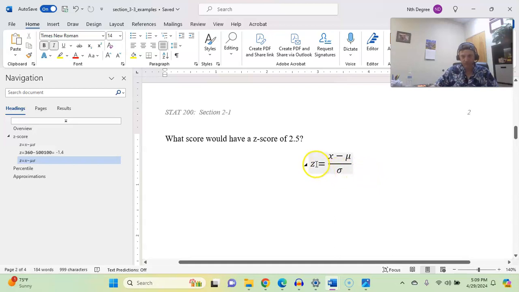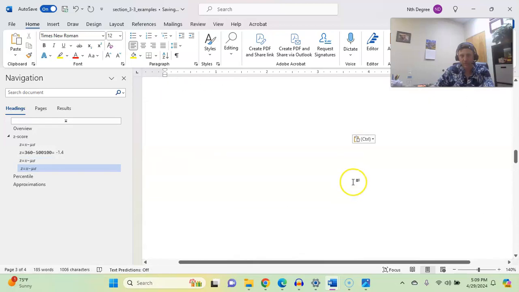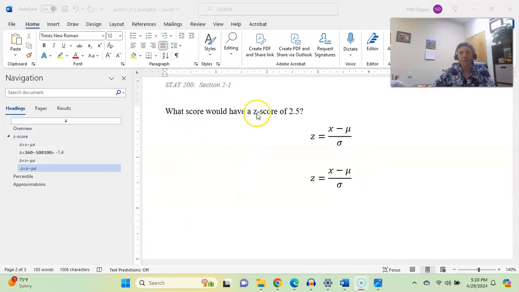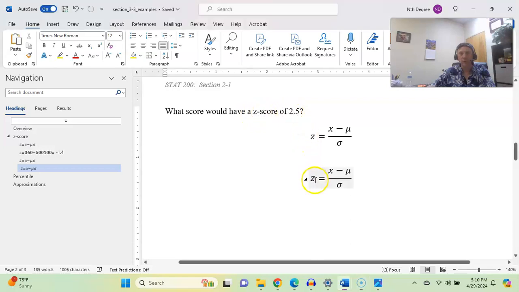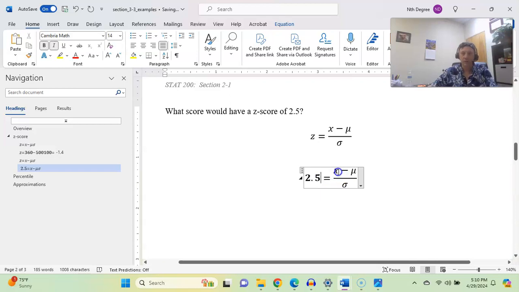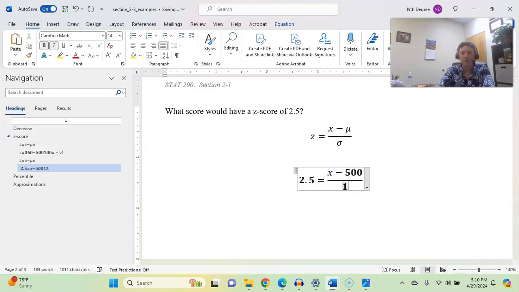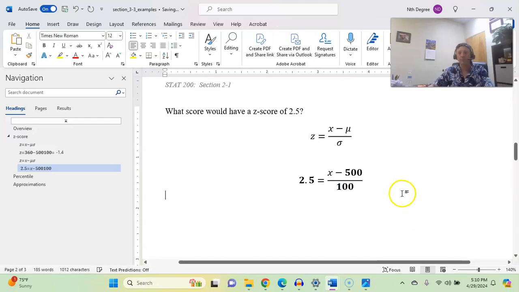I think it helps to have the formula spelled out with letters first. All right, so if we want our z-score to be 2.5, we can plug that in here. What score are we looking for? That means that x is the unknown, so it will remain a letter this time. But we're still assuming the same parameters, that the mean is 500 and the standard deviation is 100.